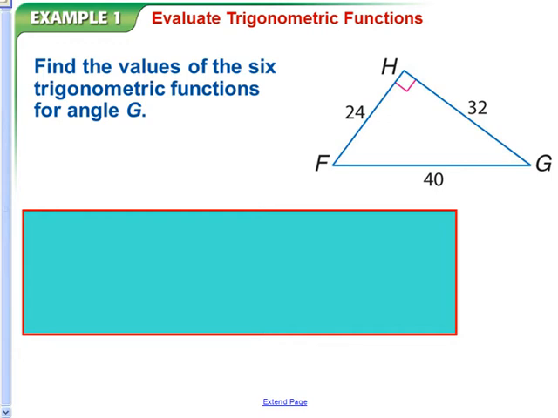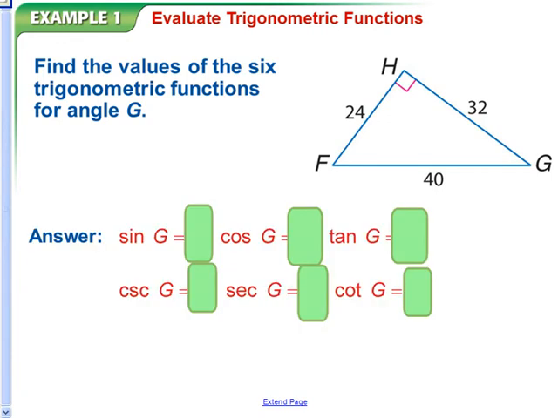Okay, so let's start off with this one. So I changed that a little bit so we can see it. So copy down the triangle, and it says to find the value of the 6 trigonometric functions for angle G. We should mark angle G then. And then let's label the 3 sides. So our longest side is the hypotenuse. Across from the angle is our opposite side. And right next to the angle, the one that is not the hypotenuse, is the adjacent.